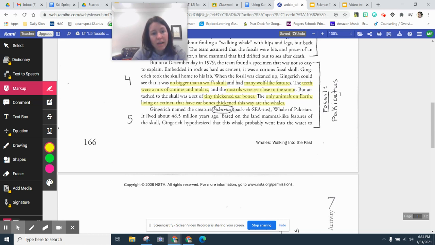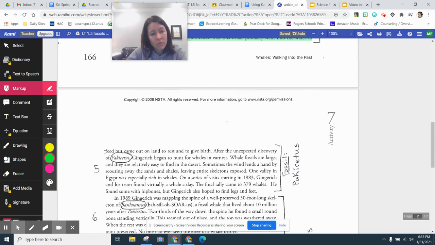Now, I'm going to change colors because notice what comes next. It says they named the creature Pakicetus, whale of Pakistan, based on the land mammal-like features of the skull. Gingrich hypothesized. So hypothesize, that's saying it's an inference. It's a conclusion. A hypothesis is a conclusion based on the facts. So hypothesize that this whale probably went to the water to feed, but came on land to rest and give birth.